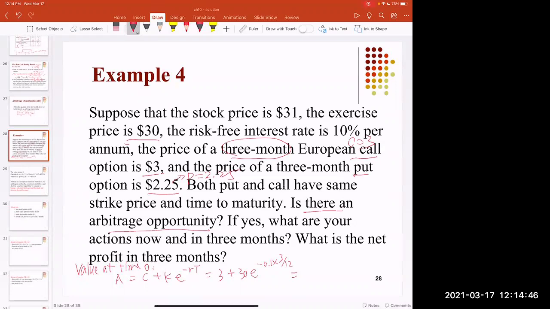$32.259. Okay, yes, 32.26. Let's keep 2 decimals. Okay. And the portfolio C.